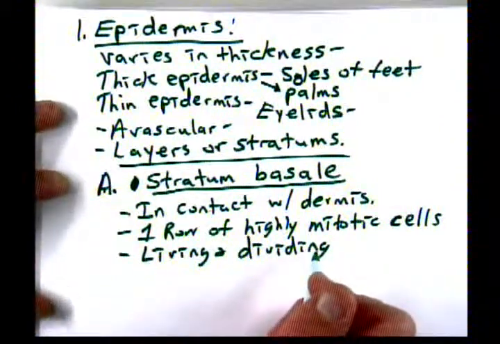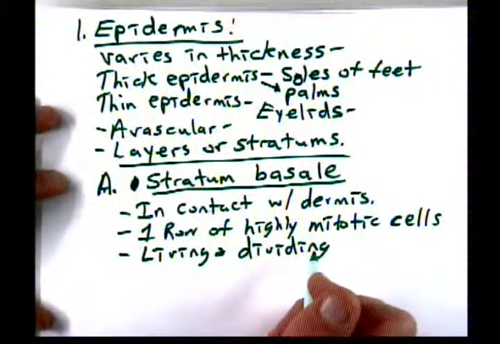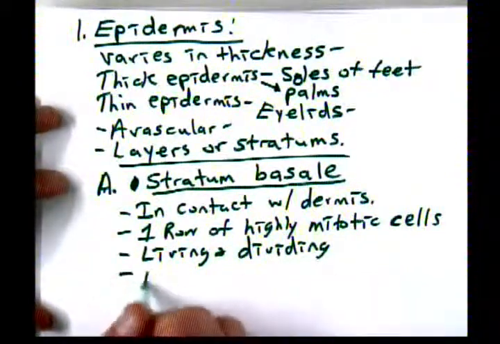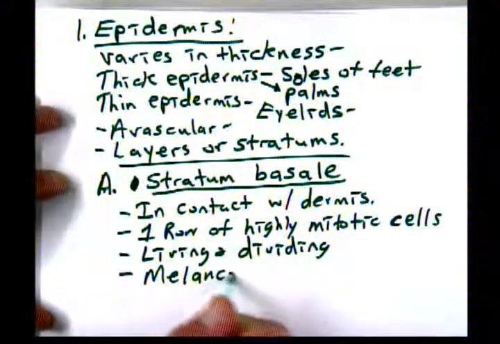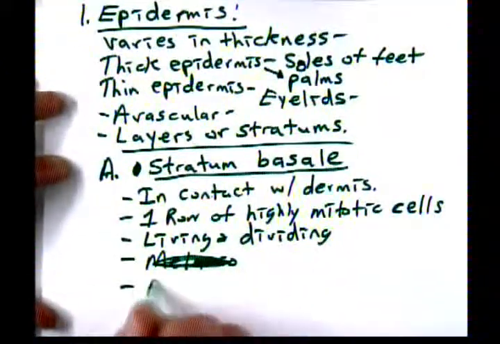And within it, the cells are continually dividing. They almost look kind of cuboidal shaped. And within it, what you'll oftentimes do is there may be cells called melanocytes. Oops, let me redo that so I spell it correctly.